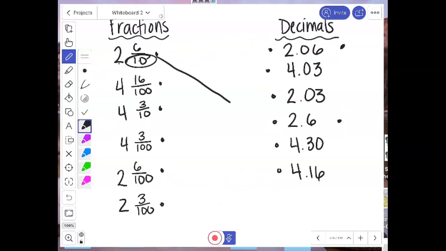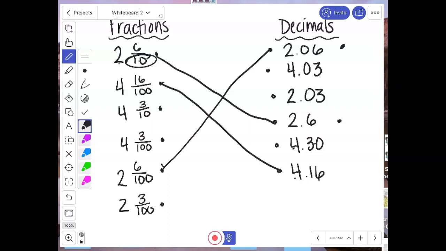So I'm going to connect that up. Boop. So that means this would be 2 and 6 hundredths. So I'm going to find that one. Here you go, 2 and 6 hundredths. Okay, let's look at the next one. 4 and 16 hundredths. So this is 4, but that's not 16. 4 and 16 hundredths, that makes sense.